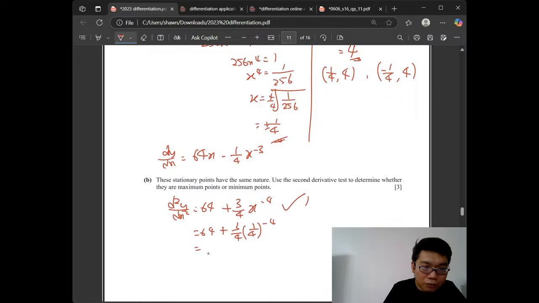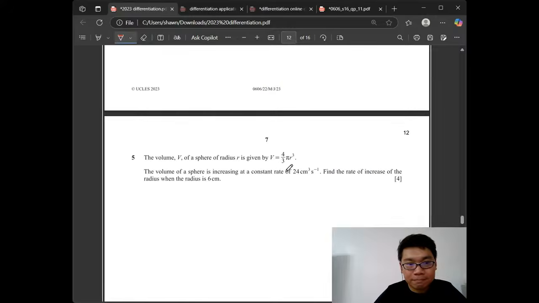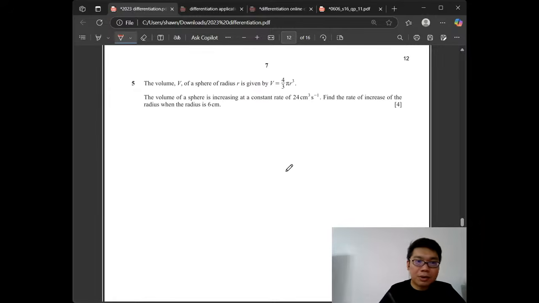You get this 256, so it's more than 0, it's minimum. Okay, there you get full marks. Also quite an easy question, right? Next question, they say a sphere has the radius of this, volume is this.